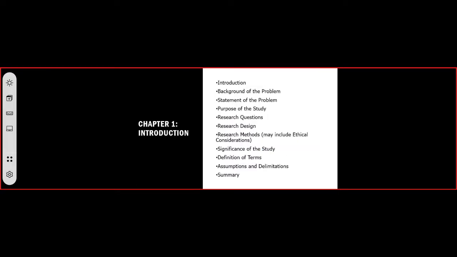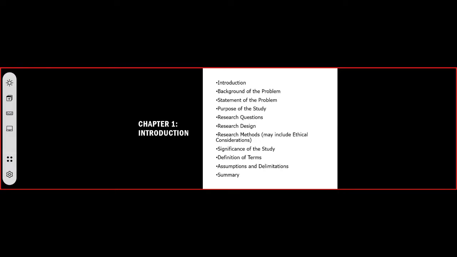But if we just went through them quickly, chapter 1 would usually have your introduction. All chapters have an introduction, body, and a conclusion or a summary. So chapter 1 usually has your introduction, then it gives you a background to the problem. And where will you find the information for the background of your problem? You'll find it in your literature review. Then you have a statement of the problem. Your statement of the problem will also emanate from the literature review.